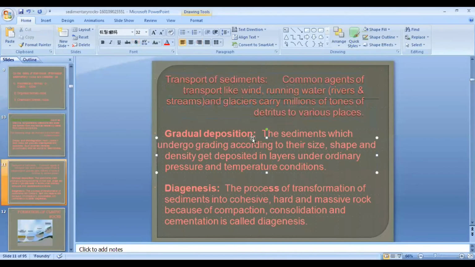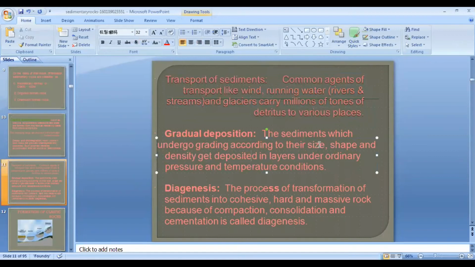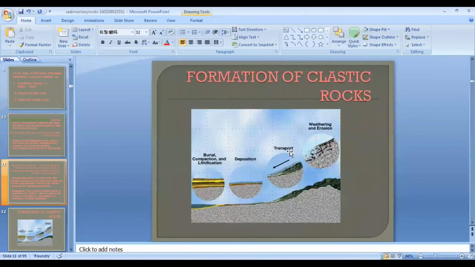Then it involves the gradual deposition, where according to their size, shape, and density, the sediments are adjusted in the setting. Then, as we have just seen from the sedimentary rock example, we have diagenesis. That is a process that converts a sediment into a sedimentary rock by means of compaction, consolidation, and cementation.